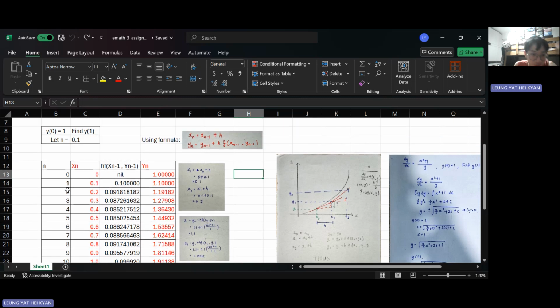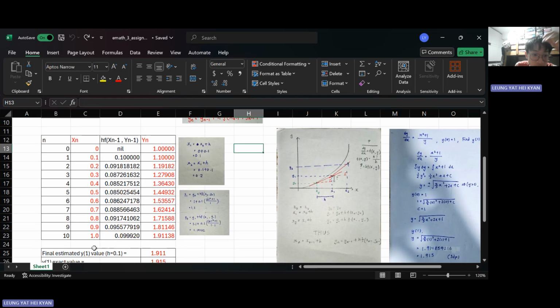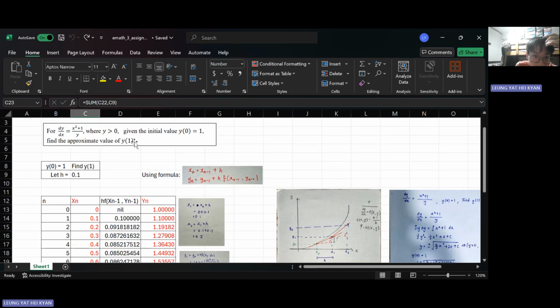So to find our x values, let's say I want to find x1, which in this case will be x0 plus h, which gives us a value of 0.1. Or let's say I want to find x2, which is x1 plus h, which gives us a value of 0.2. And we will need to repeat this process all the way until our x is equivalent to 1, as we need to find what is the y value when x is 1.